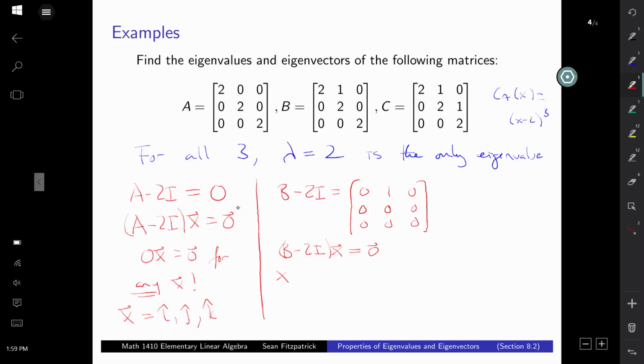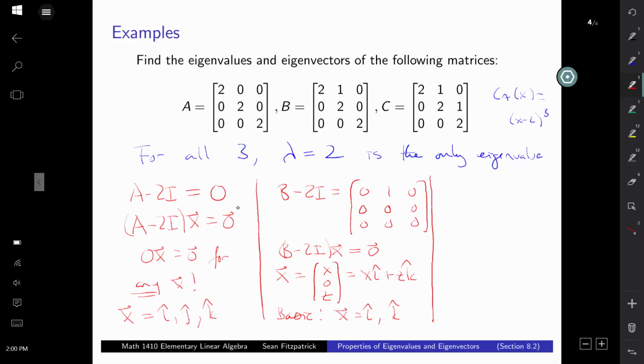That means that a general eigenvector is going to look like this, (x, 0, z), right? So x times i plus z times k, right? So the basic solutions are going to be either i or k. But this time there's only 2. We had 3 options for the matrix A. There's only 2 options for the matrix B.